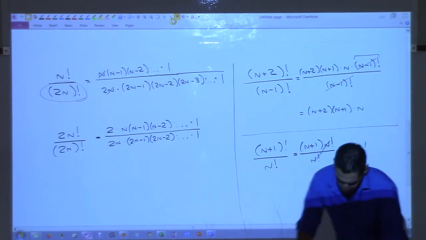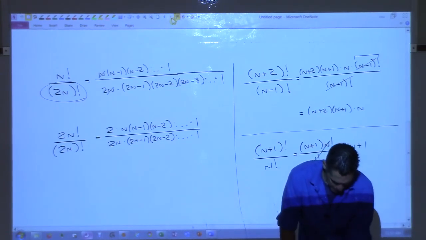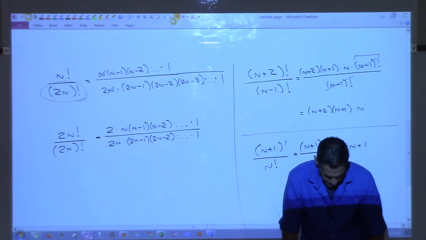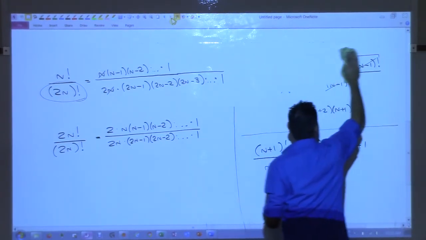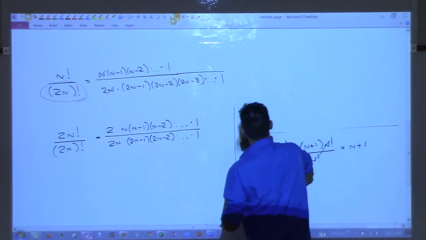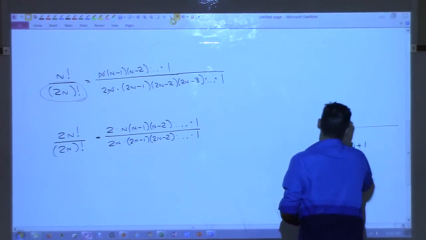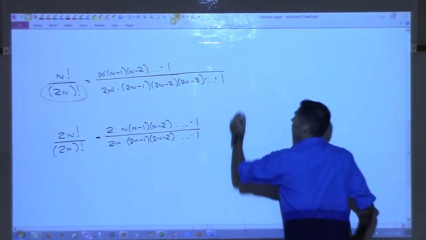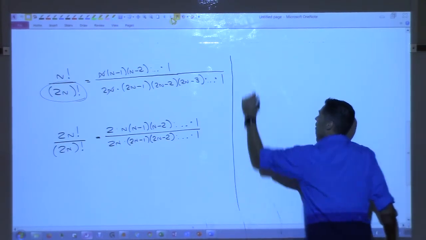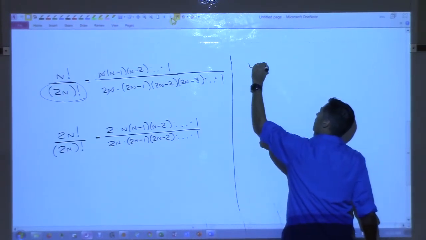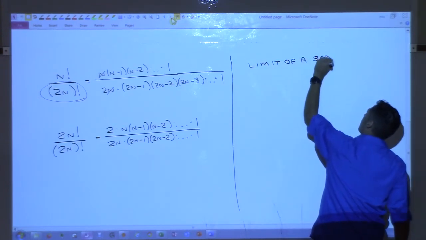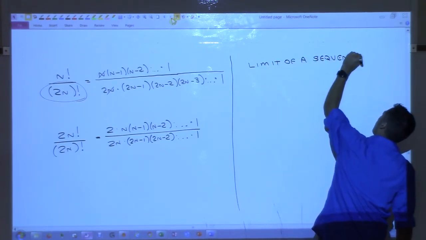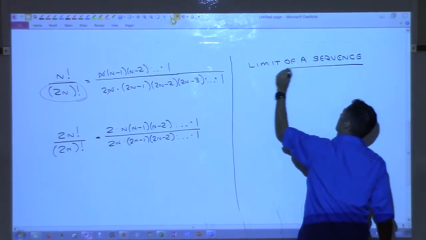All right, with that all said, let's move on. So what I did not talk about last time, this is kind of the new stuff today, is to talk about the limit of a sequence. Okay, the limit of a sequence.